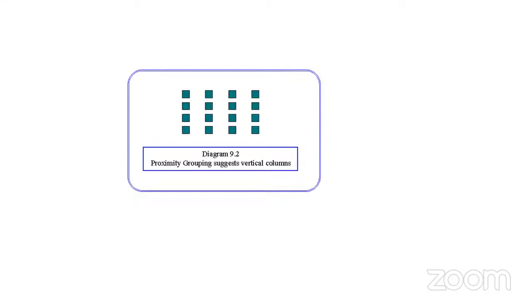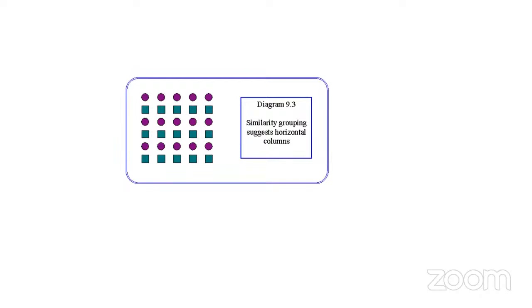See, proximity. If you ask people, are there horizontal lines here or vertical lines here? Most people would say there are vertical lines. Why are they treating them as vertical lines and not horizontal lines? Because the distance between dots in the vertical line is closer. Now similarity: in this case, people would say that there are horizontal lines, not vertical lines. Why? Because objects in the horizontal line are similar to one another.